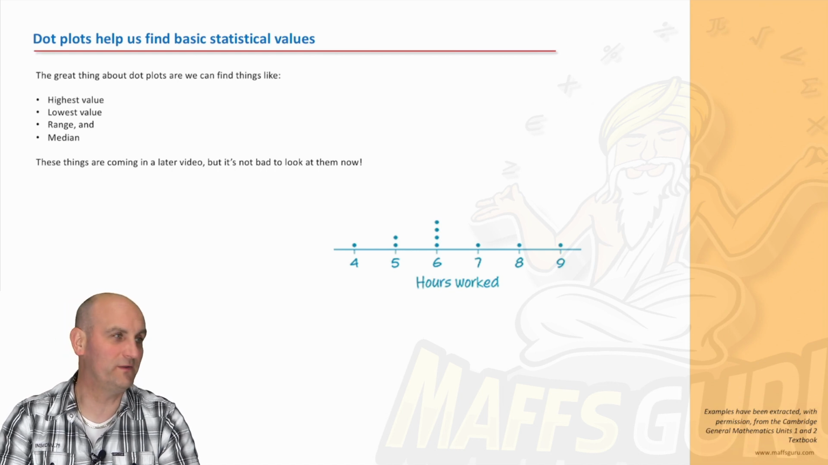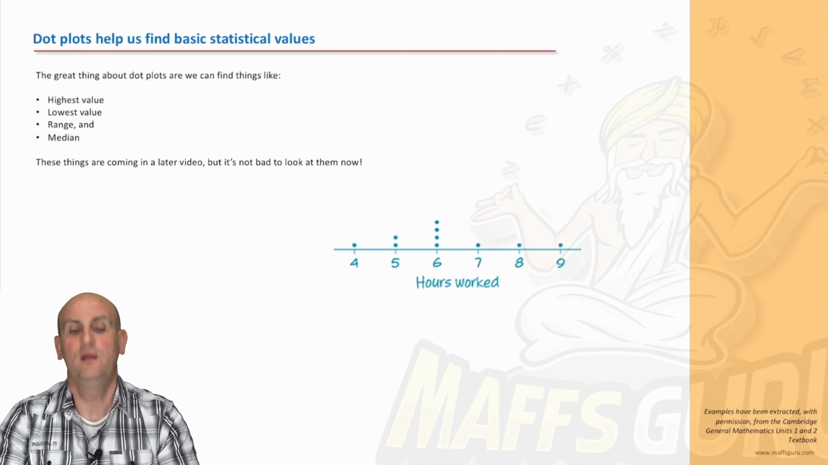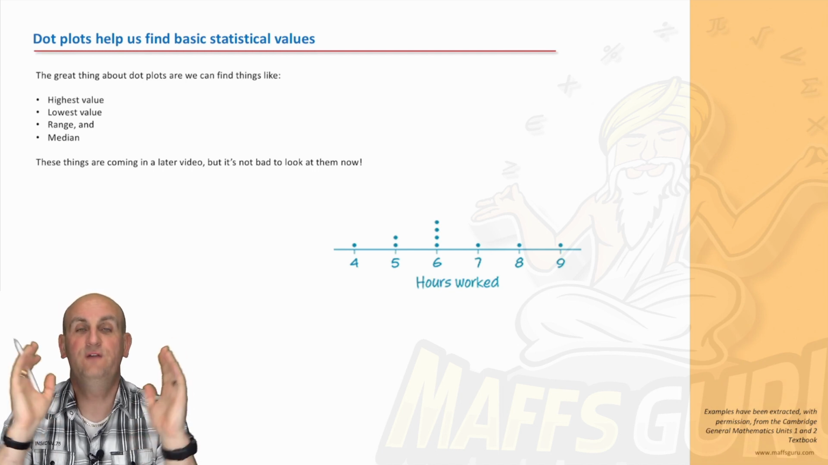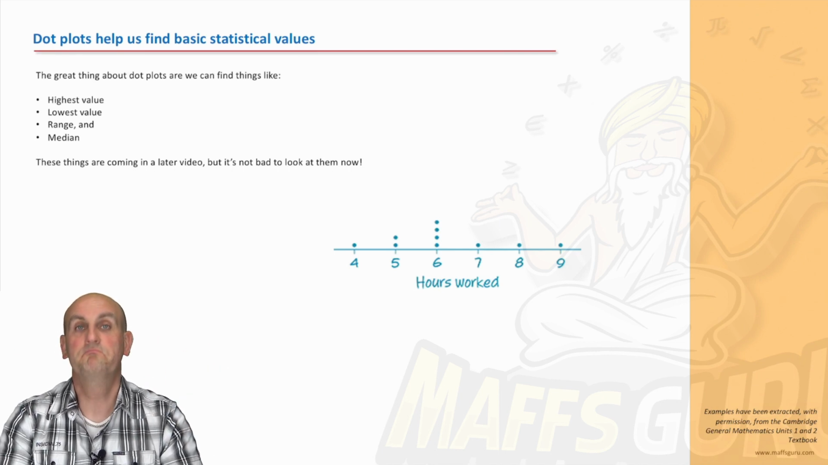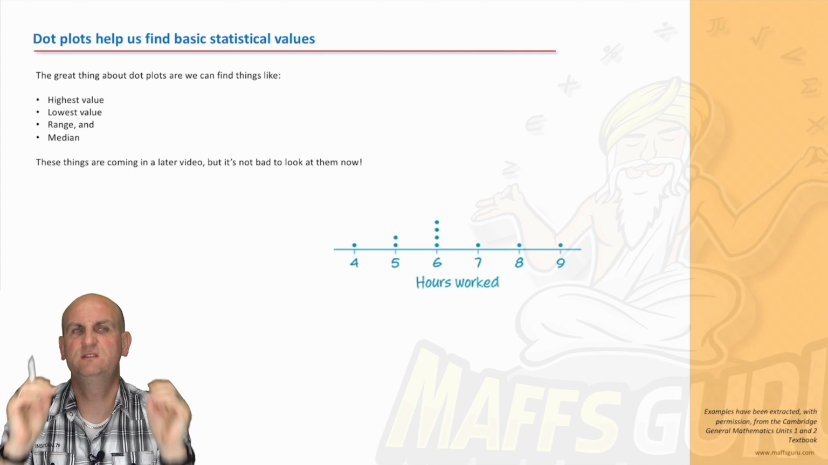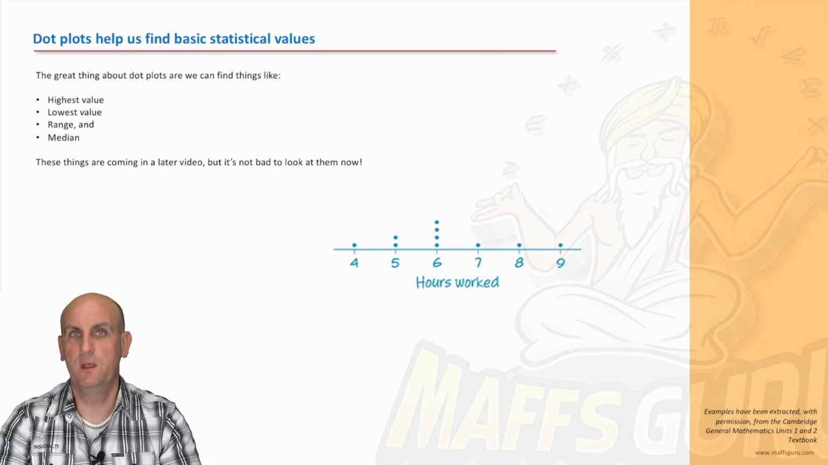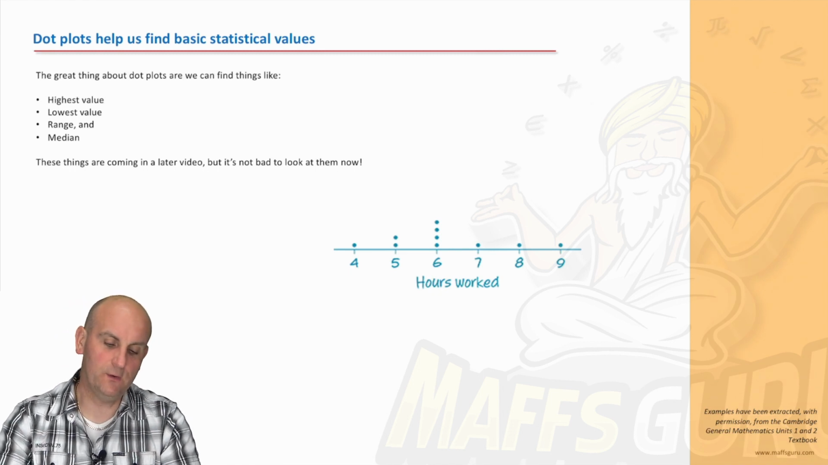Now, you're probably going to turn around and say, well, hold on a minute, mate, we knew what the highest value was. We could see it from the data. Yes, you could. From this very small amount of data, it was very easy to see what the highest value is. But what if you add 100 pieces of data? It might not always be immediately obvious, and so dot plots help us do this. But again, lowest value, highest value.